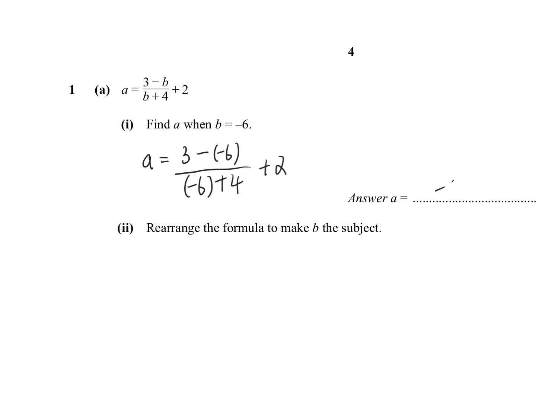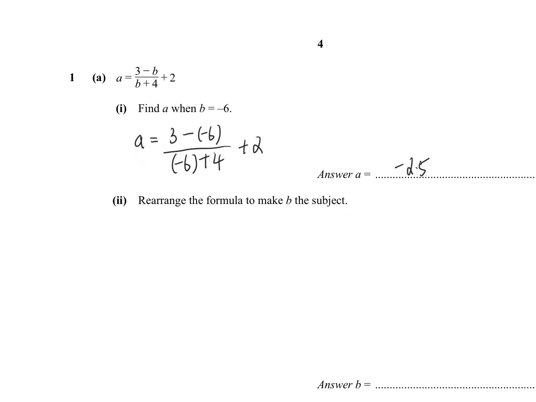Calculator, you will get negative 2.5. So if you get anything different from this, something is very wrong. Okay, next one. Some of you did it differently. Some of you tried to cross multiply here with total disregard for the plus 2 that was here. So remember, you cannot cross over. When you multiply, you must be fair.